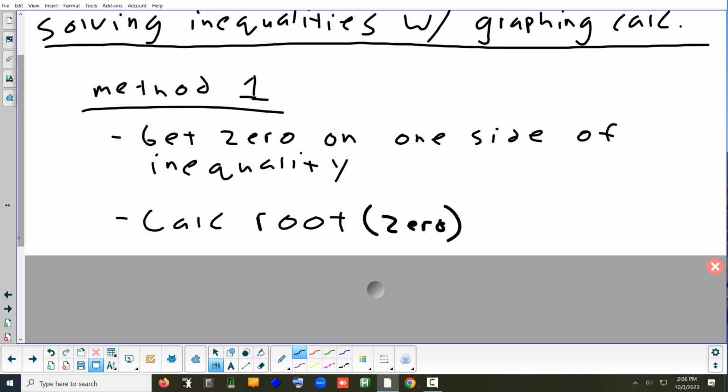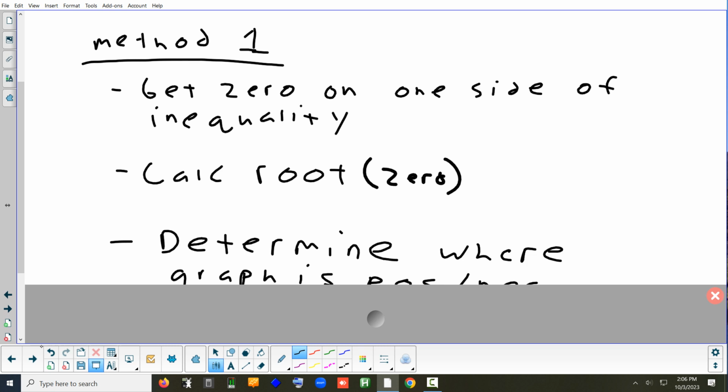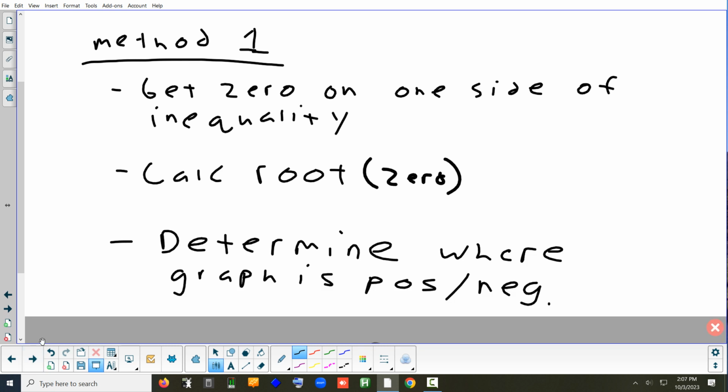Once you calculate that root, the answer is either going to be everything below the root, could be below or equal, depends, or everything above the root, could be above or equal. But it's either below or equal or above or equal. We just have to figure out what we're looking for. It's going to matter what they want. Do they want to know where the graph is negative, or where it's positive? We just have to give them the right answer. So let me show you an example going through those 3 steps.